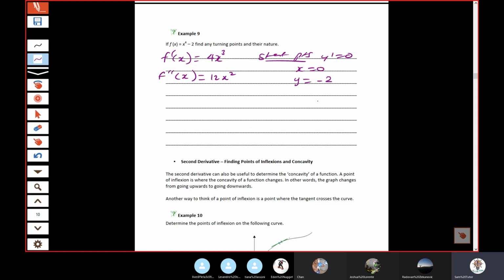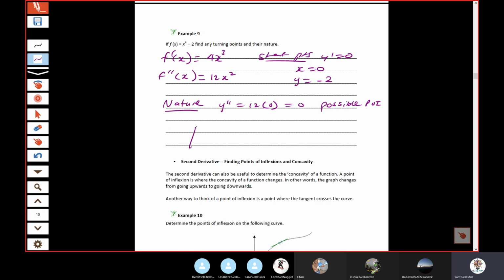And then when you do your nature using your y double dash, you're going to get 12 times 0, which equals 0. So all you can conclude at this point is possible point of inflection.